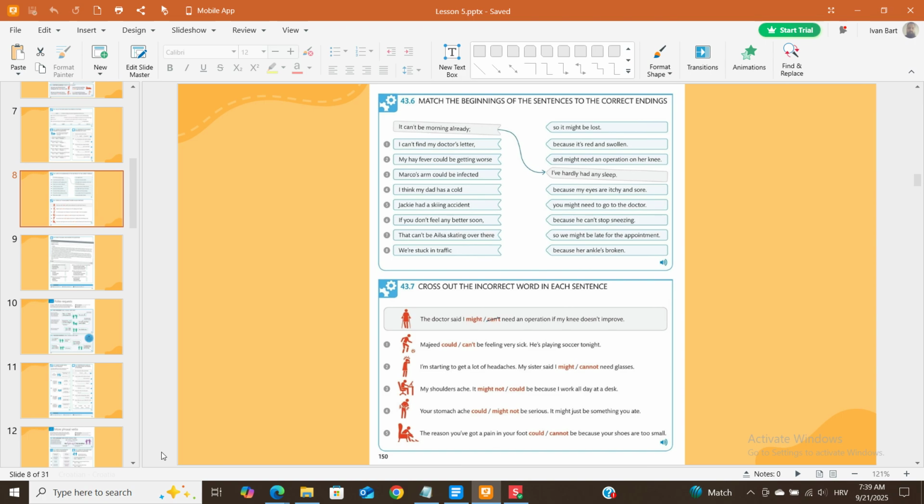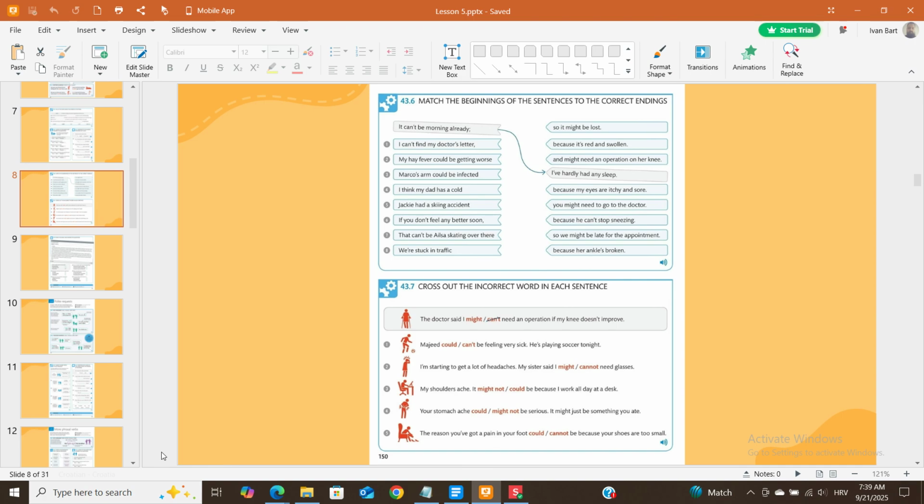We're stuck in traffic. So it might be lost. Because it's red and swollen. And might need an operation on her knee. I've hardly had any sleep. Because my eyes are itchy and sore. You might need to go to the doctor. Because he can't stop sneezing. So we might be late for the appointment. Because her ankle's broken.